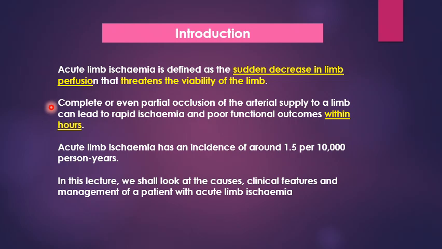Complete or even partial occlusion of the arterial supply to a limb can lead to rapid ischemia and poor functional outcomes within hours. Changes can come within hours. Acute limb ischemia has an incidence of around 1.5 per 10,000 persons per year. In this lecture, we shall look at the causes, clinical features, and management of a patient with acute limb ischemia.